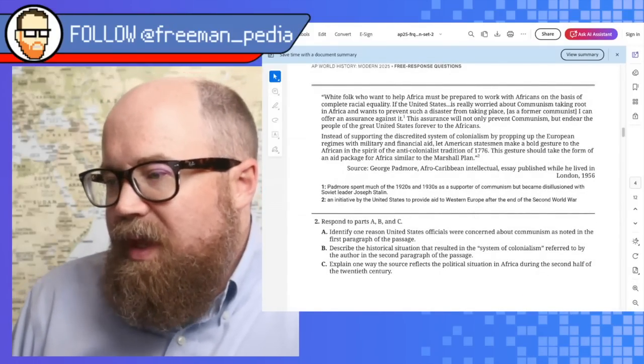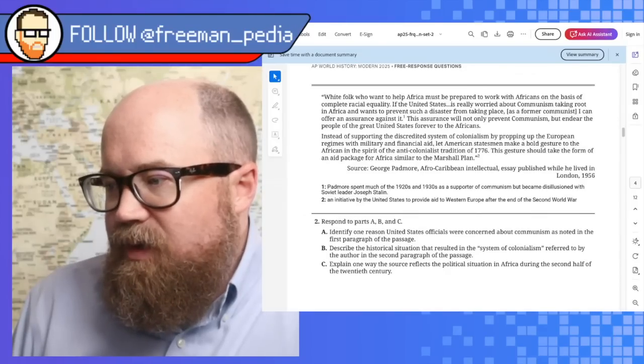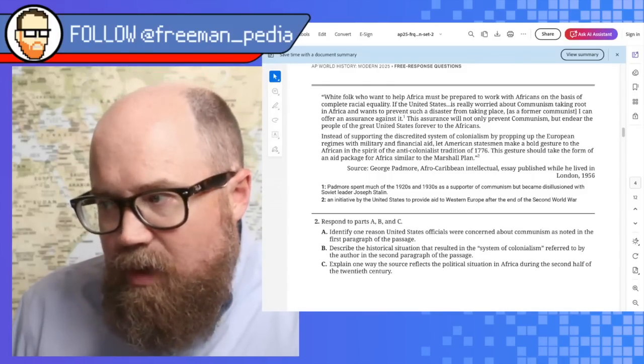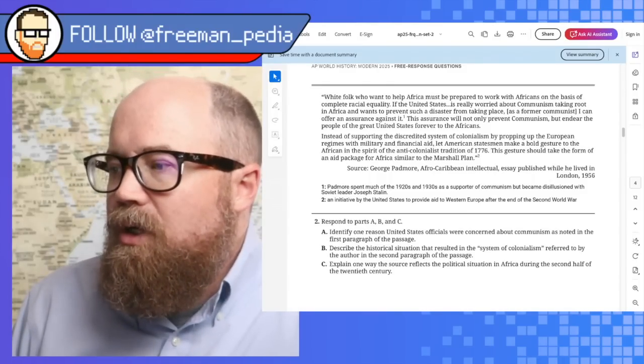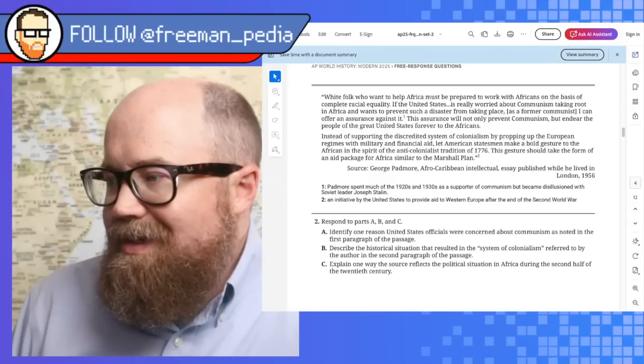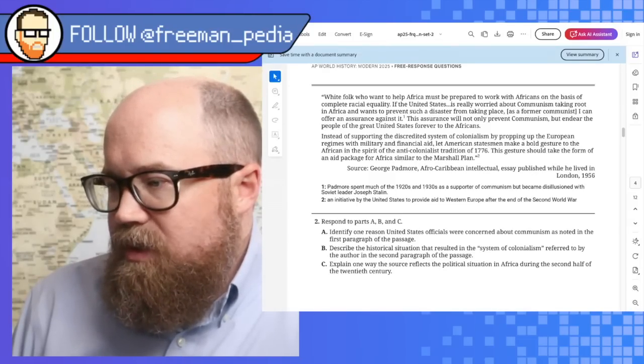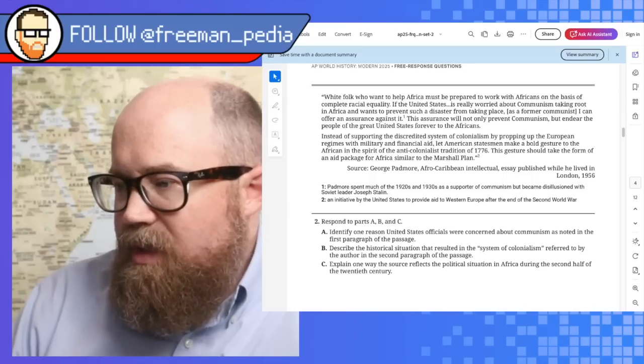So number 2, ABC. Identify one reason United States officials were concerned about communism. Oh, okay. Well, what is this? An Afro-Caribbean intellectual. Got you. So someone of Afro-Caribbean descent who is living in London. And A is saying, identify one reason United States officials were concerned about communism as noted in the first paragraph.